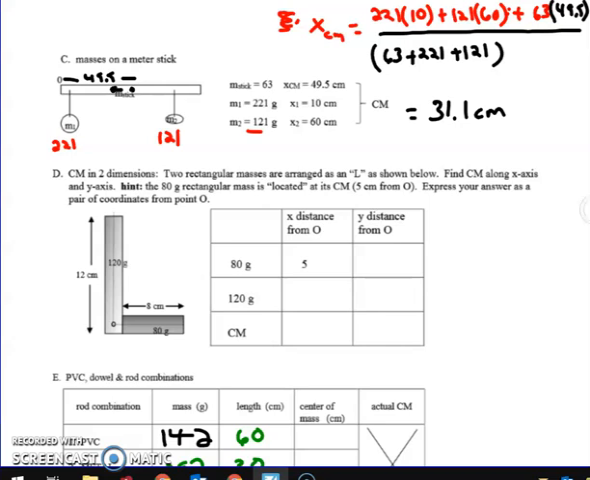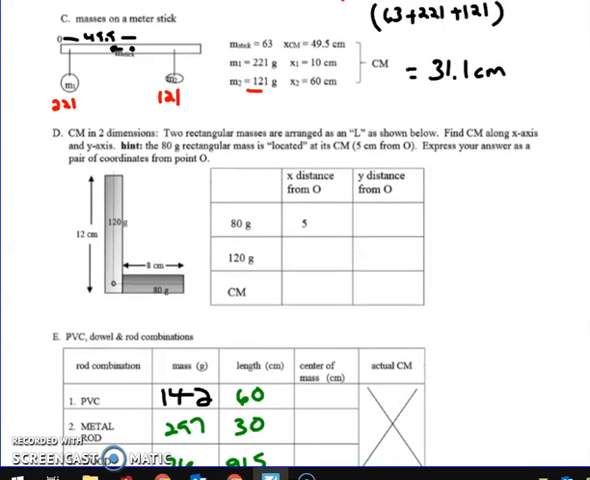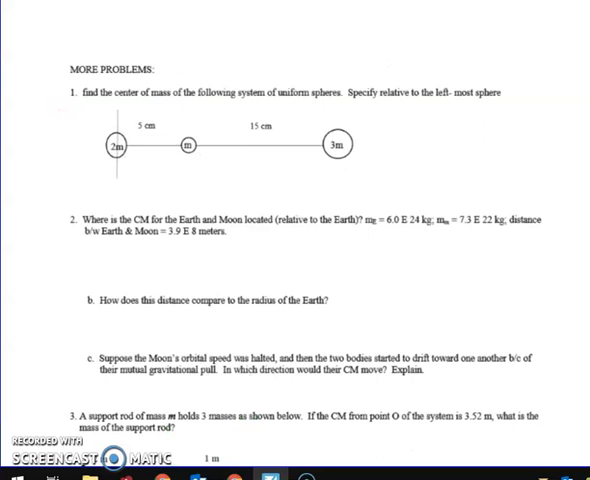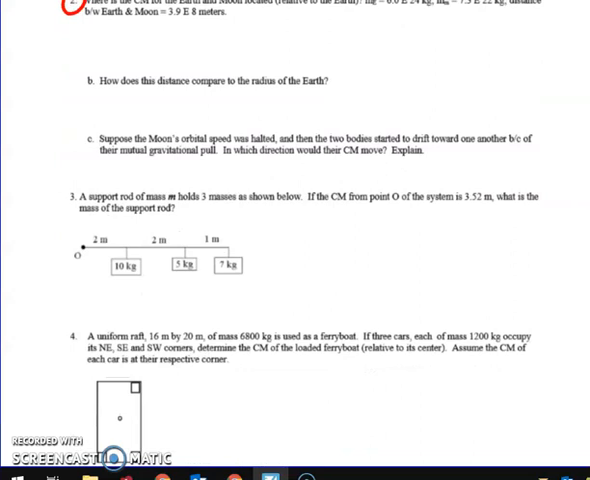We're going to skip letter D, and actually, I'm going to skip D and E. Next problems. These are ones I want you to try on your own coming into class. Number 1 and number 2. And what we'll do in class, try number 3 as well.